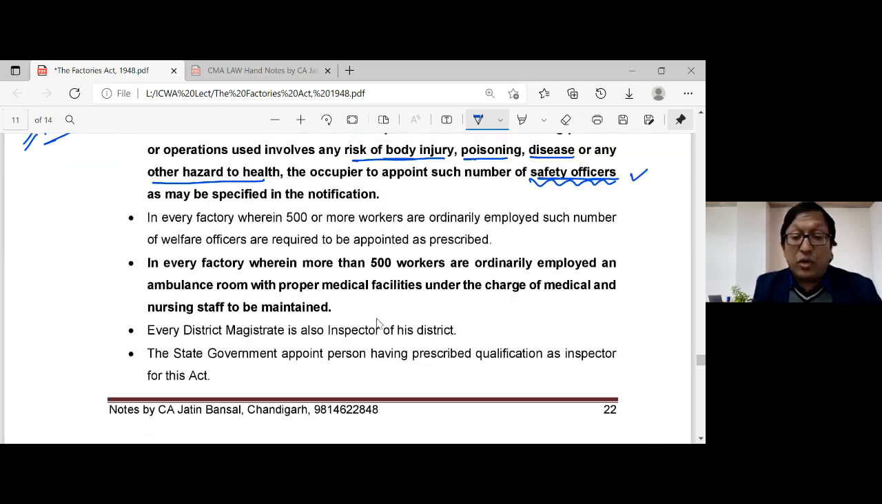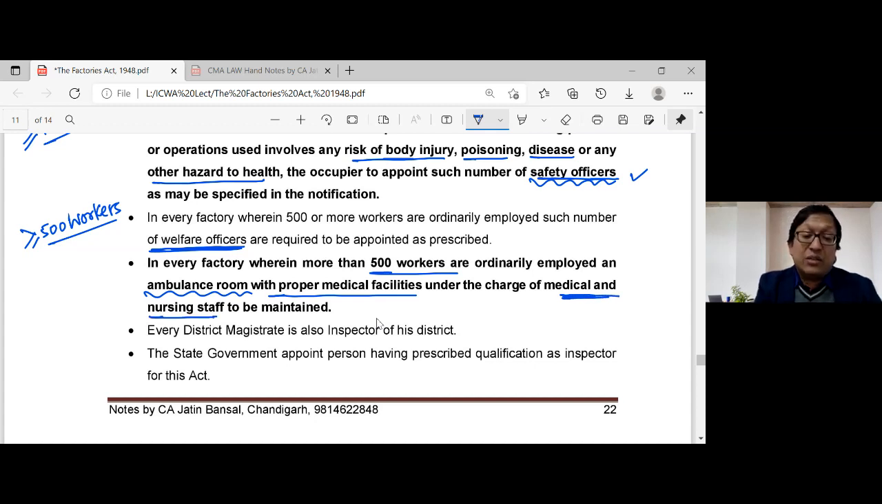In every factory where 500 or more workers are ordinarily employed, we need to employ welfare officers. Where we have in a factory more than or equal to 500 workers, then we need to have welfare officers in our factory. That is what the law says. In every factory wherein more than 500 workers are employed, an ambulance room with proper medical facilities under the charge of a medical officer or nursing staff is to be maintained.